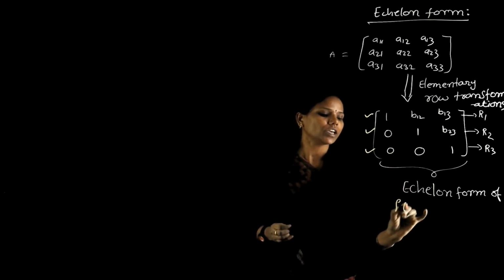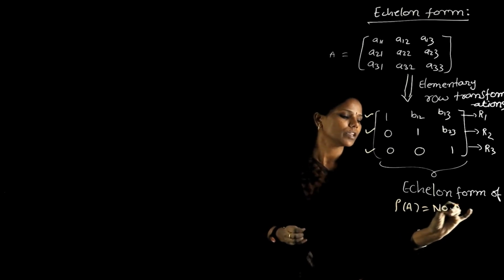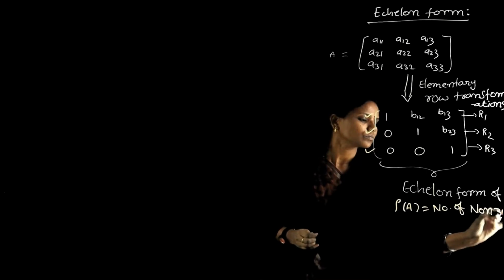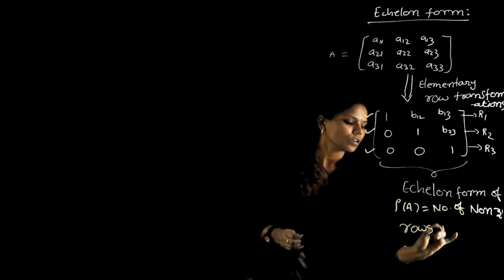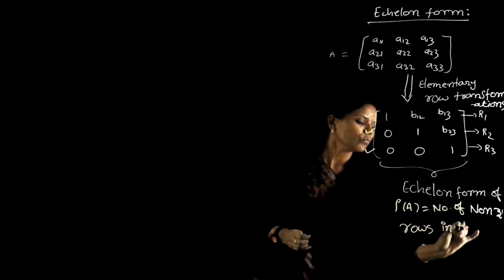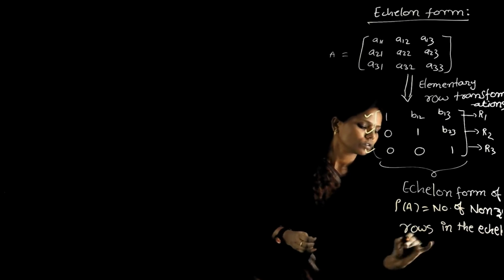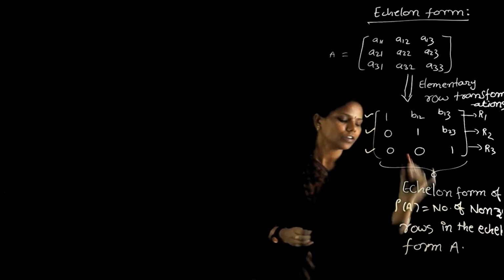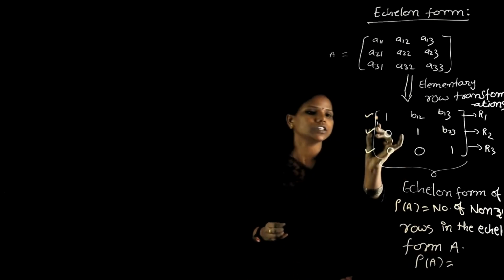So rank of A equals the number of non-zero rows in the echelon form of A. So according to our example here, rank of A equals how many non-zero rows? 3.